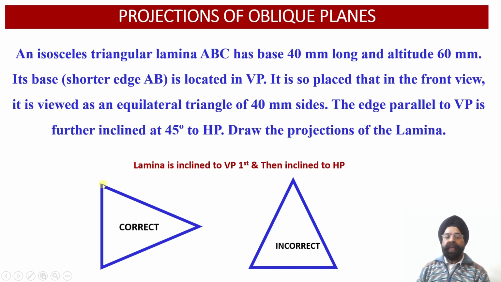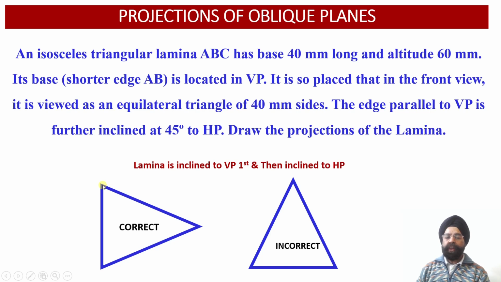So we have to locate the triangular lamina into the vertical plane in this orientation. Now we can see these are two isosceles edges, that is this edge is equal to this edge, and this edge, that is the shorter edge of this triangle, is going to lie in the vertical plane.